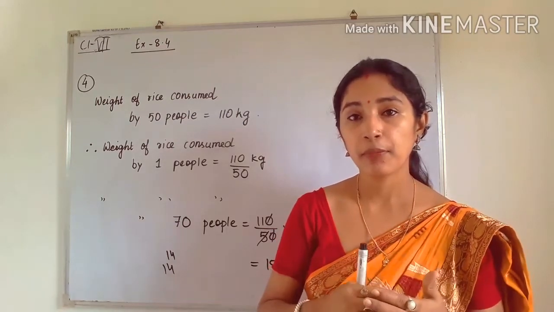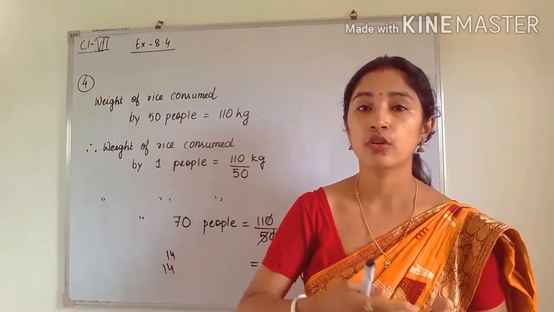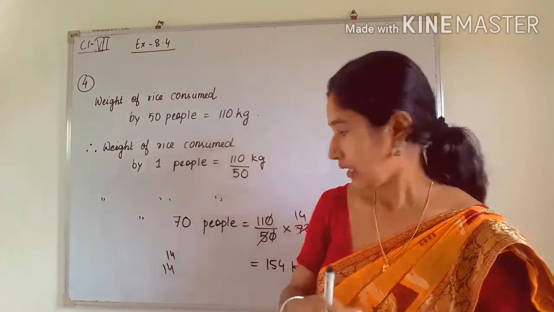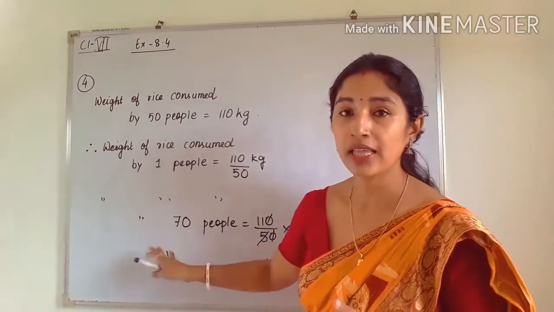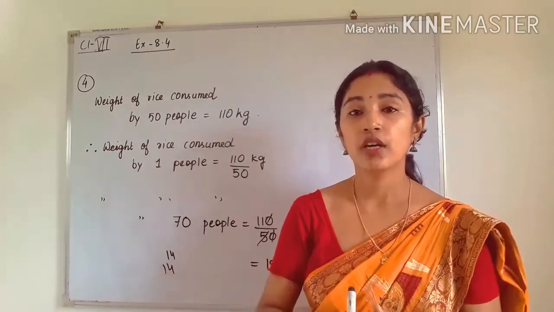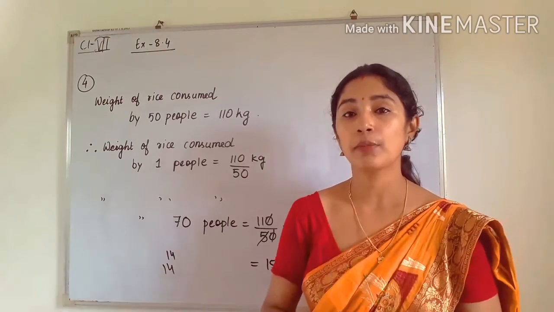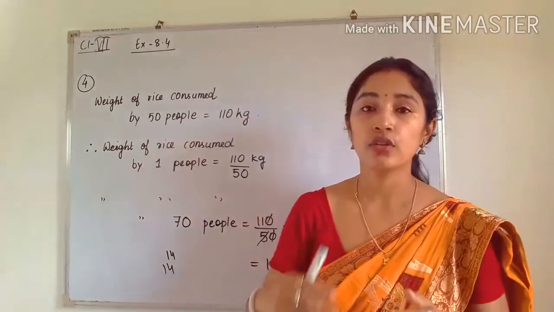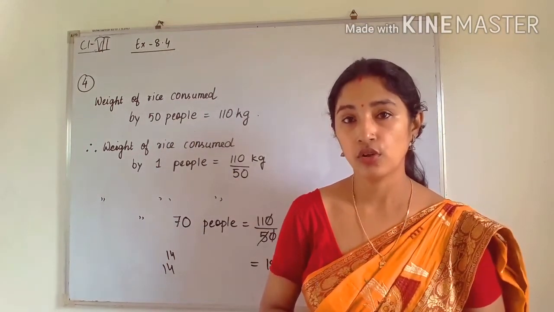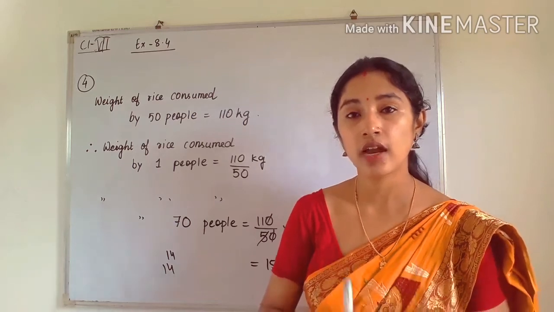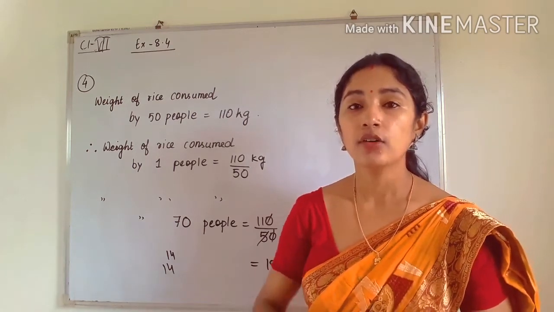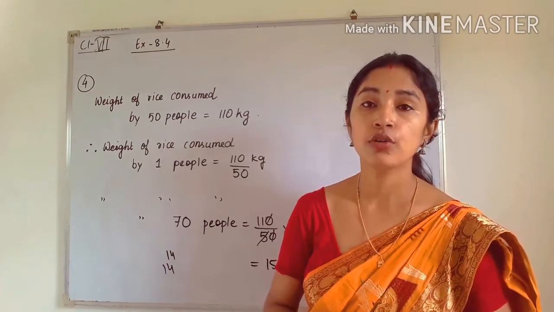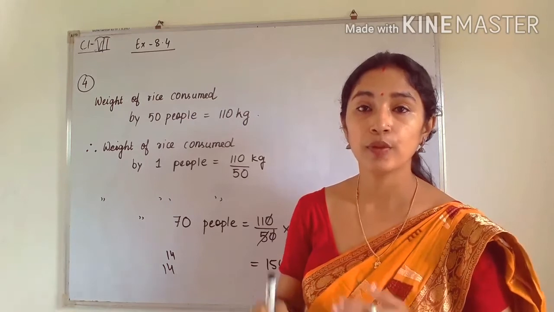And what will happen? 20 more people will join again. So if 20 people will join, then what happened to the total number of people? Yes, it will be equal to 70 people. That means we have to find the weight of the rice consumed by 70 people, that is in the second week. This 50 people will not go. This 50 people will be there in the second week also. 50 people will eat the rice in that second week also, and 20 more people will join. So what will be the weight of rice consumed by that group in the second week?